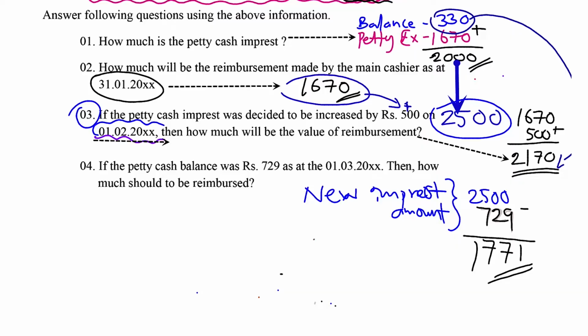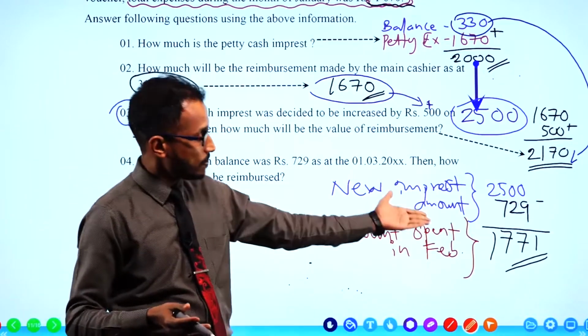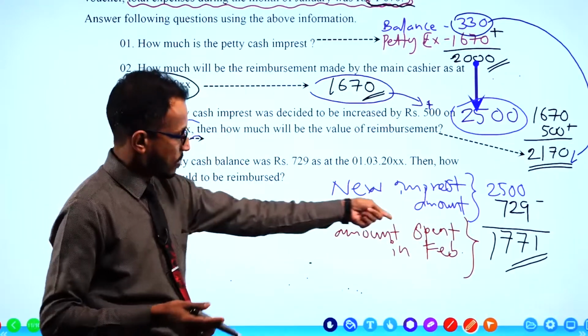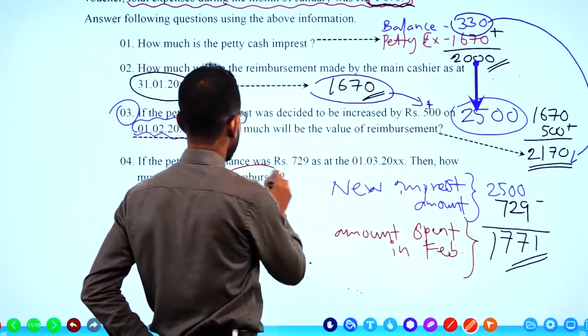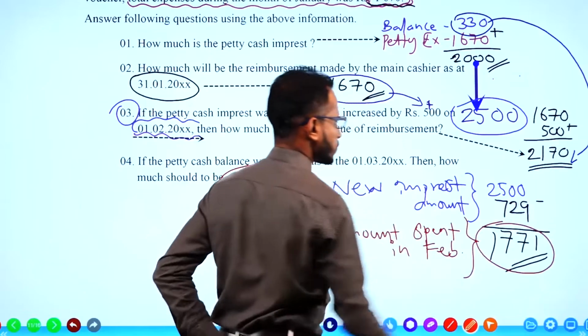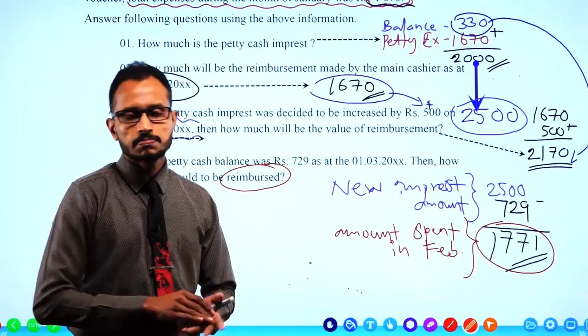This is the amount spent in February. The amount spent only should be reimbursed. So the same amount should be reimbursed. This is the answer to the last question. Done.